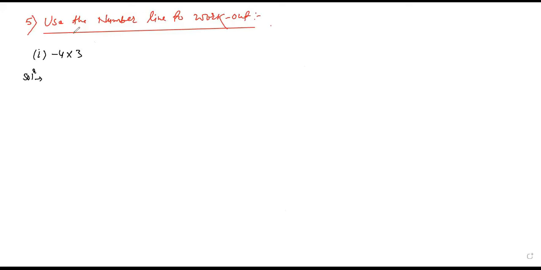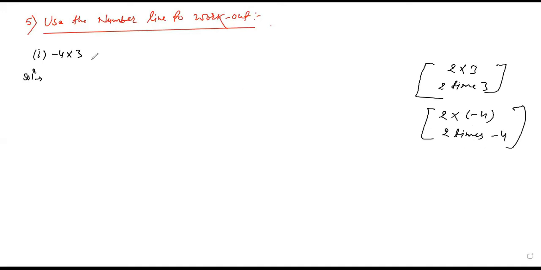Okay, so this is the question. Use the number line to work out minus 4 into 3. Before going to solve that question, just see here. If I'm writing 2 into 3, we can also say this sum as 2 times 3. Can we say? Yes, sir. Suppose I'm writing 2 into minus 4. Can we say 2 times minus 4?